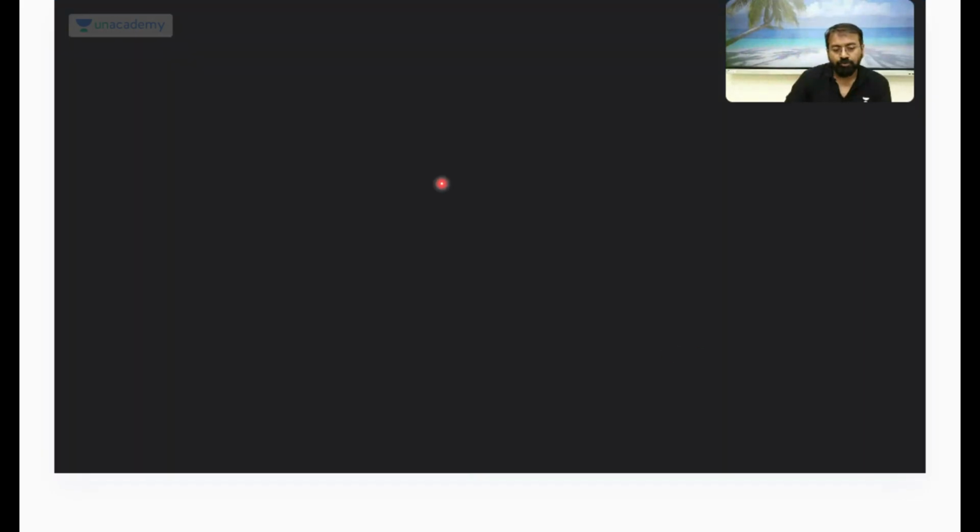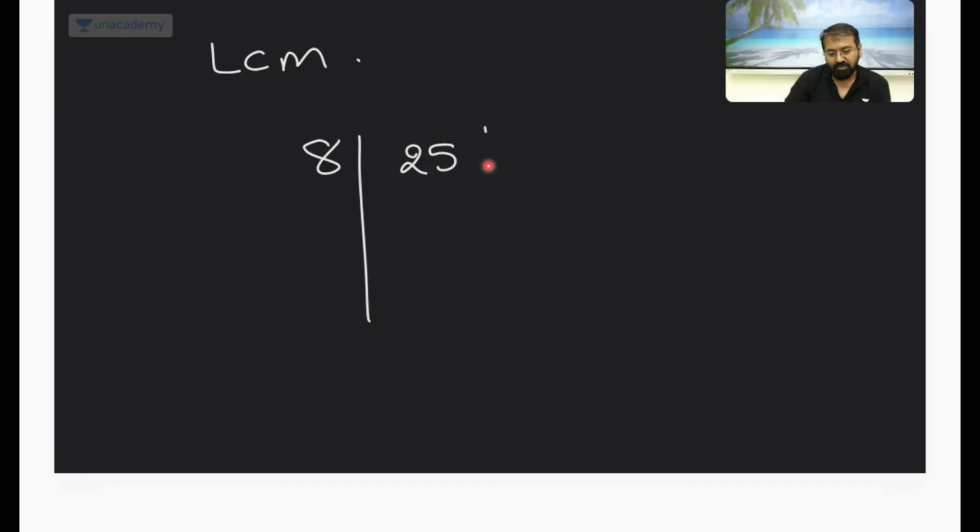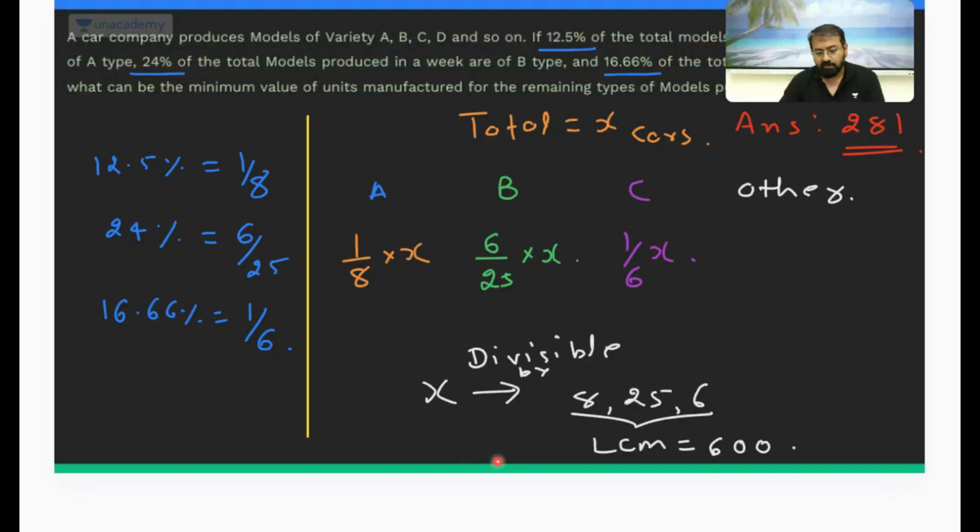I'm sure all of you know how to find out LCM. So LCM of 8, 25 and 6. This is how you can find it if you want. So ultimately, you will get this as 600. Correct? That means the minimum value of X has to be 600.